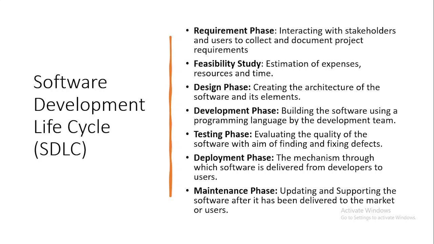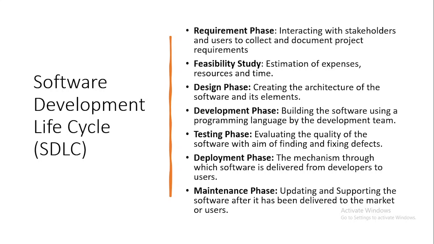The second is the feasibility study. What we mean by the feasibility study is the estimation of the expenses, resources and time. Obviously, when you're making software, you need to estimate the amount of resources you will have, the amount of expenses it will take, and the time, the most important one. Because let's say a customer wants the software made on an urgent basis, so you need to study the requirements and make a feasibility report based on that, like how much time it will take to make this particular software, and inform the customer about it.